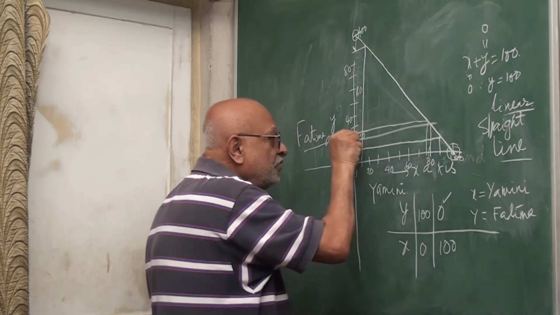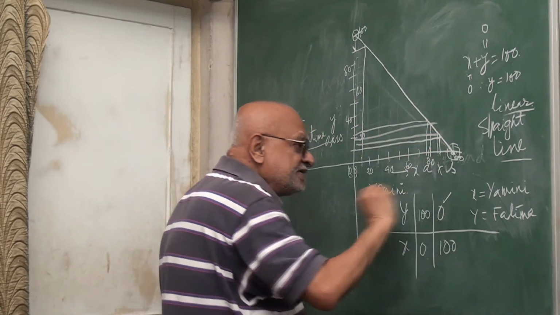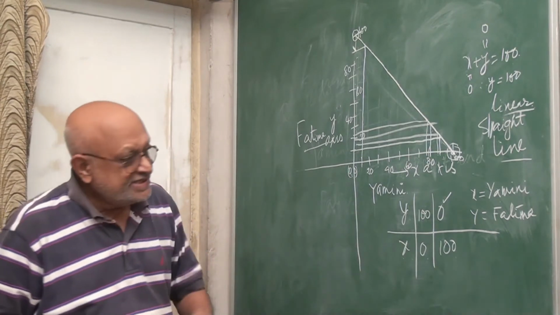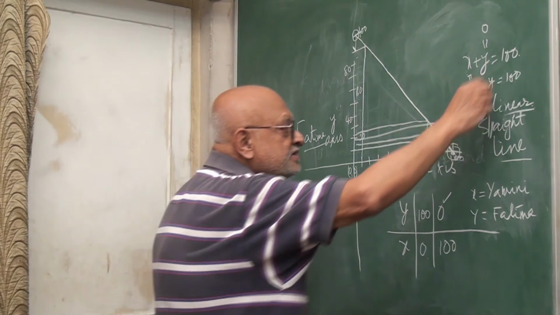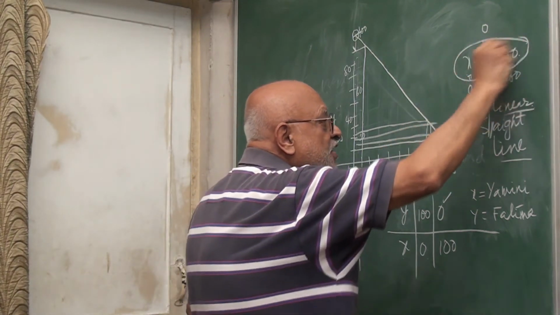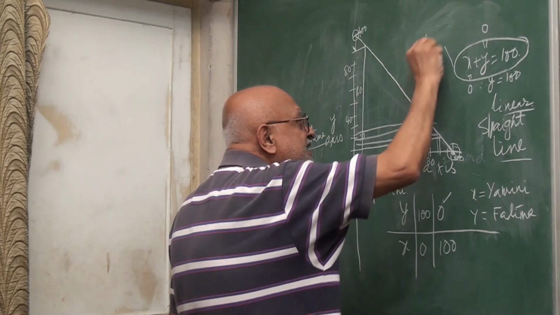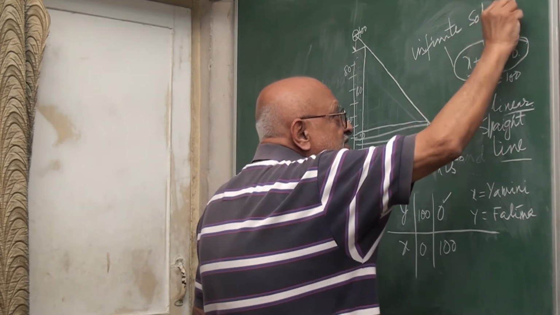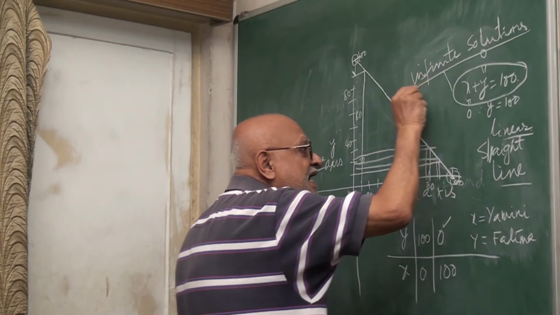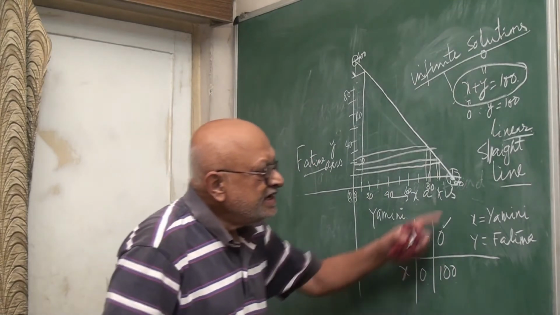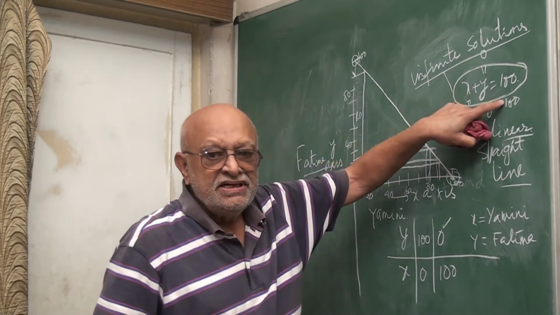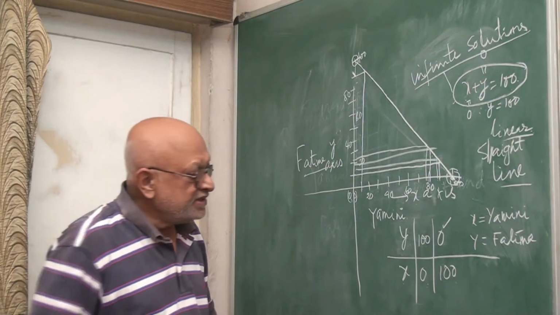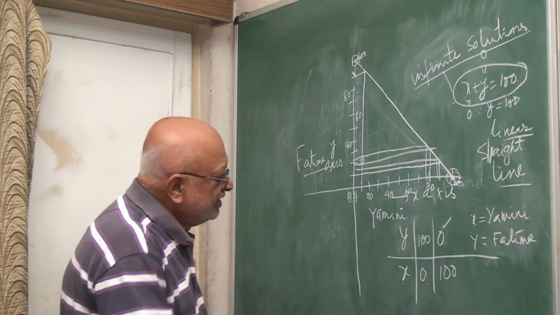So you can keep on drawing these lines. From this you can make a number of combinations. As a result you can say that this equation x plus y equal to 100 can have infinite solutions. So that means any linear two-dimensional equation will have infinite solutions. So please remember this. Okay, this is a very, very important aspect.